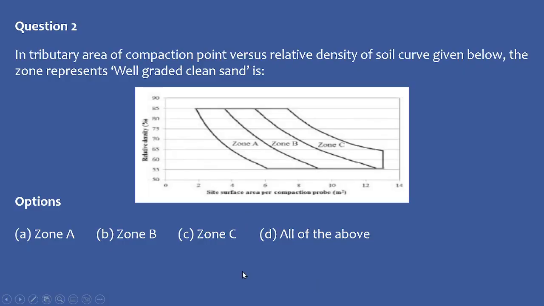Coming to the next question, the tributary area of compaction point versus relative density of soil curve is given below. These three zones are representing three types of soil. So which zone is representing well graded clean sand?